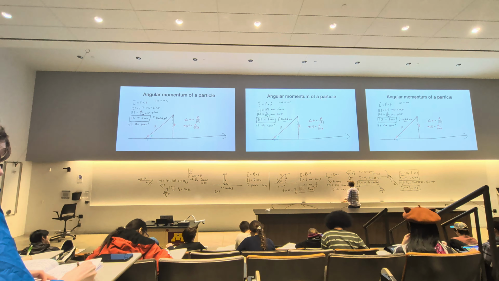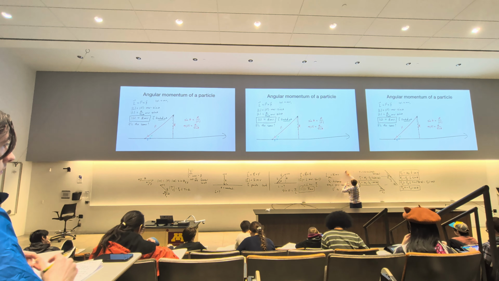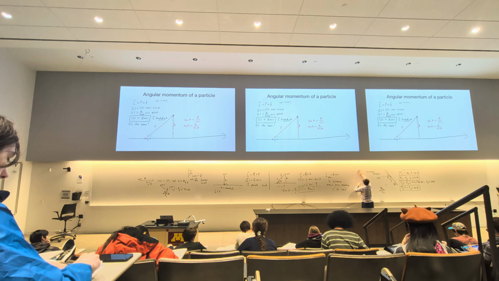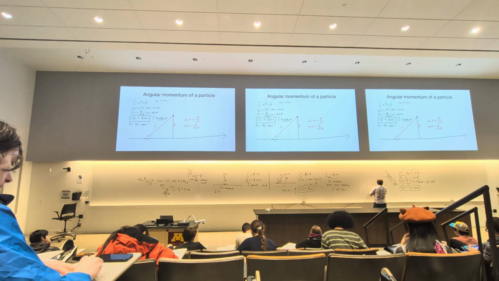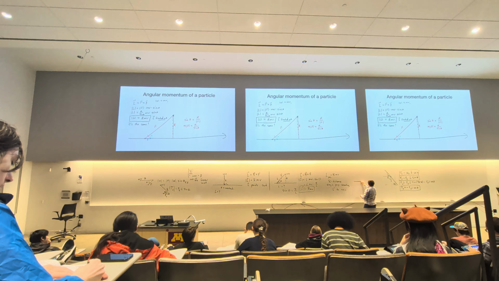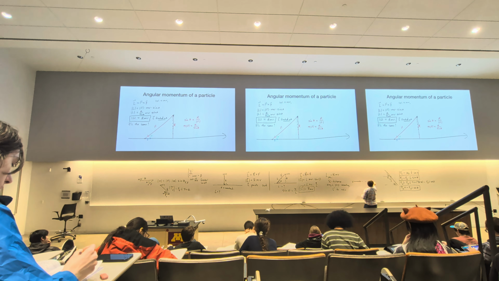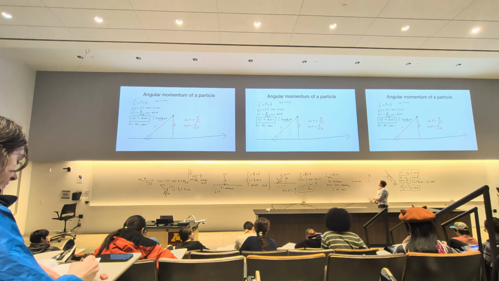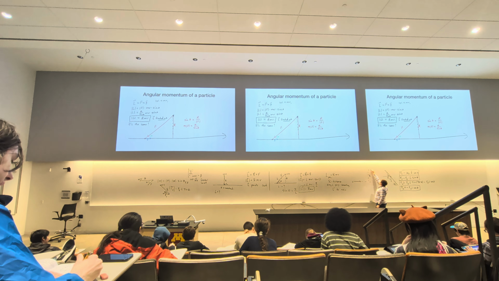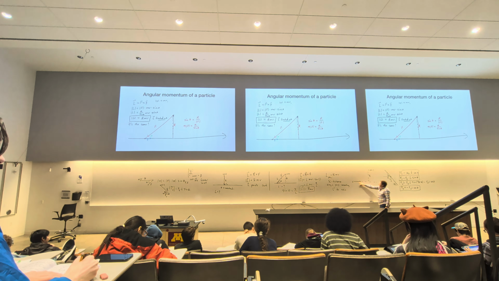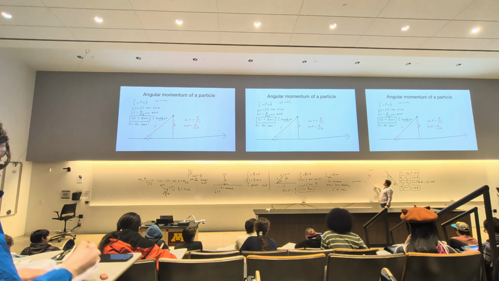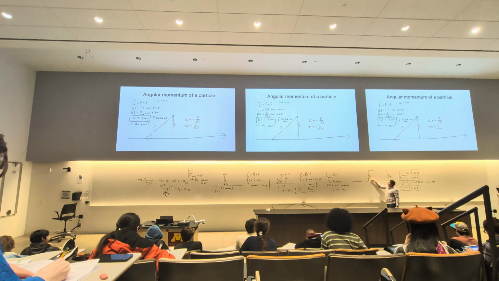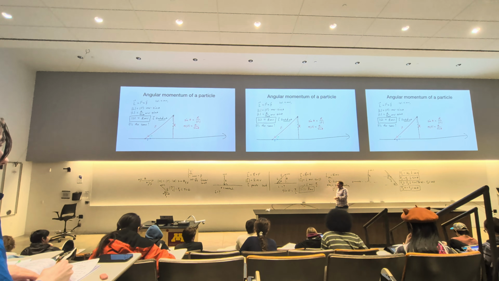So let me draw it. Here's V, here's the axis, here is R. This is the axis. So I take the vector V, extend it if I need to, take a perpendicular, measure this distance, that distance is R.